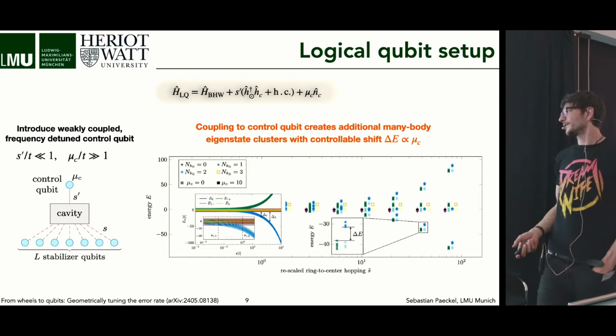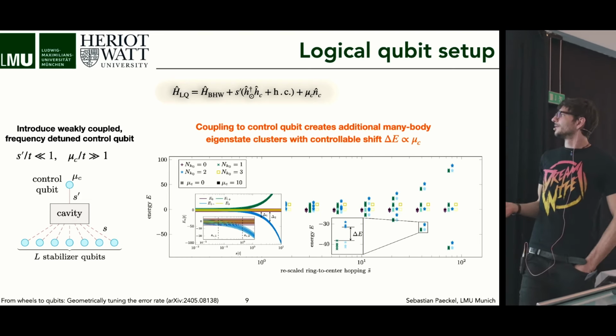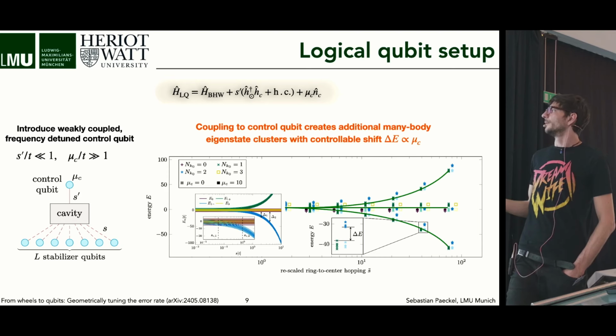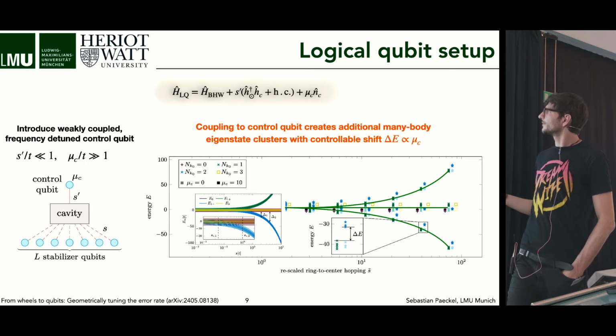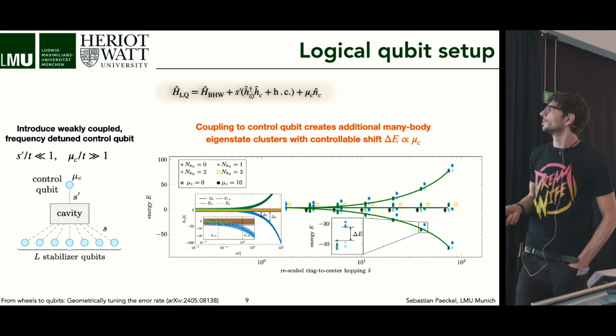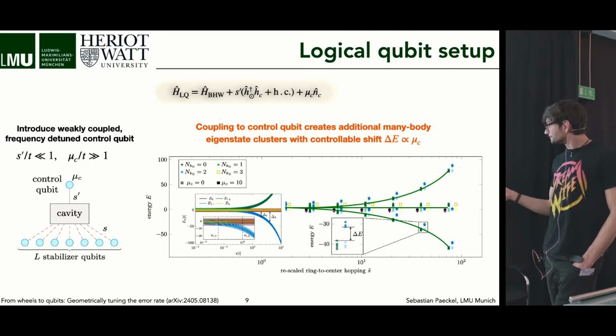We applied the same solution strategy from the wheel to this system. And the good news is we get basically the same many-body structure compared to the one from the wheel system. So we get three clusters of many-body states, and they seem to separate nicely once you crank up the effective hopping to the cavity.